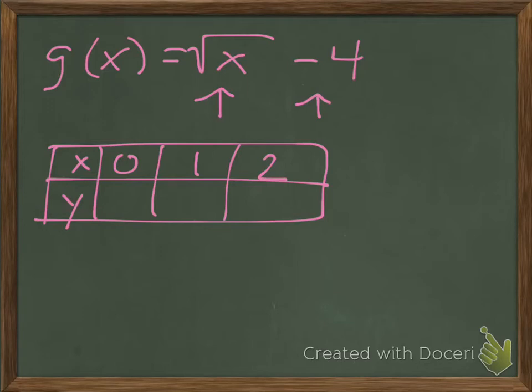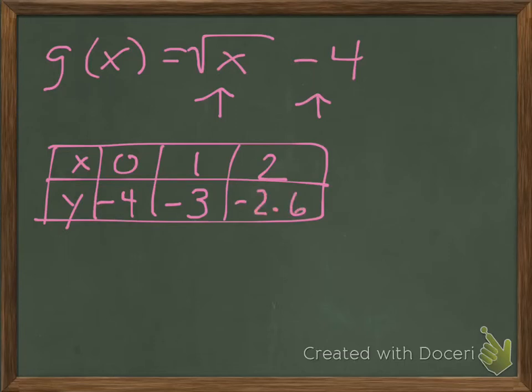So we're going to put in 0 for the square root, and the square root of 0 is 0, minus 4 is negative 4. Square root of 1 is 1, 1 minus 4 is negative 3. And then the square root of 2 is a decimal, that's going to be about 1.4 minus 4, which gives me about negative 2.6.